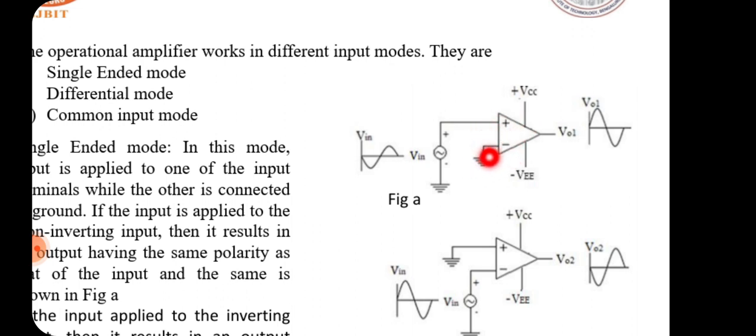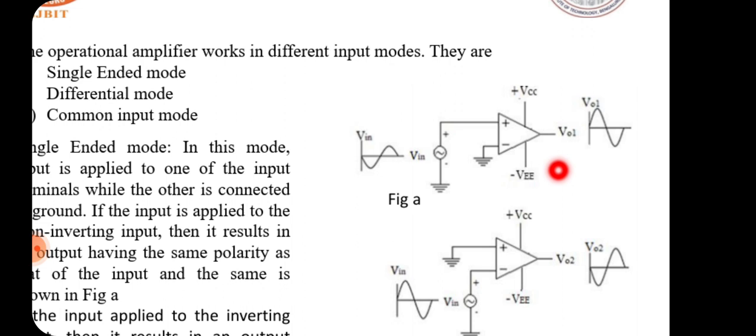So when we give the input to the non-inverting terminal, we expect the same output. In this single-ended mode, we are going to possess two outputs, that is V01 and V02. V01 is going to provide me an inverted output and V02 is going to provide me the same output. So this is about the single-ended mode.